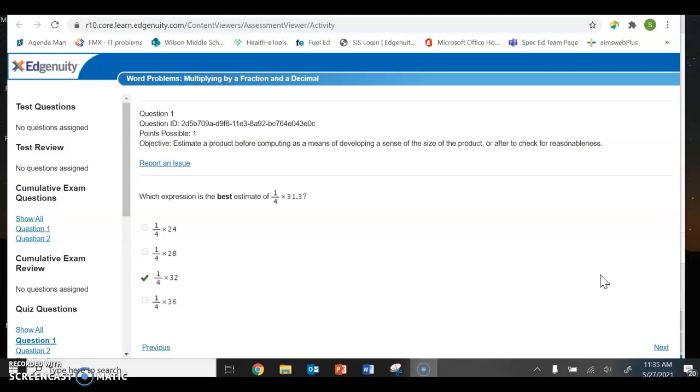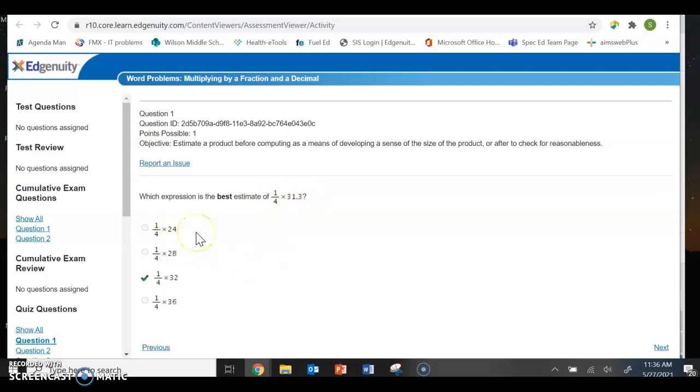So let's take a look here. I don't think I could write on my screen, so it might be a little bit of an issue. I'll try and explain it the best I can. If you see a question that looks like this, it says, which expression is the best estimate of 1/4 times 31.3? Estimate means an approximate answer. It doesn't want you to do 1/4 times 31.3 in your calculator because that's clearly not one of the answers. So what they want you to do is look at which answer is the closest to 1/4 times 31.3.